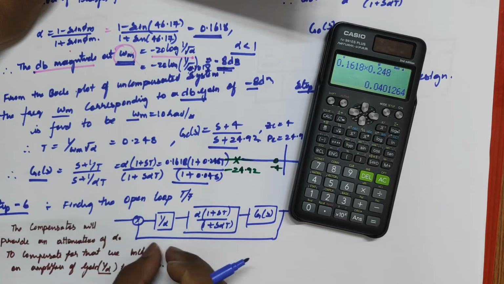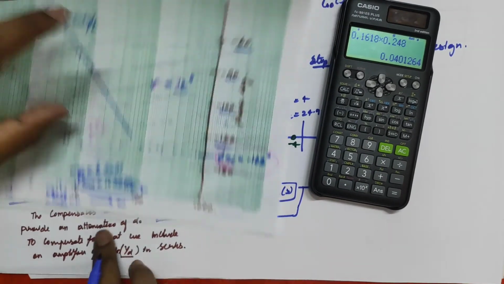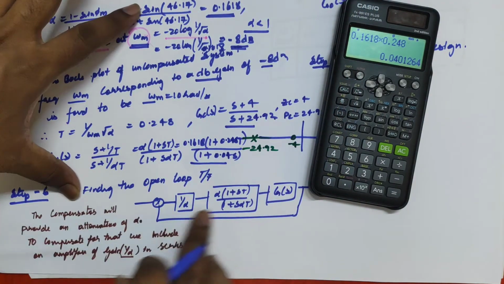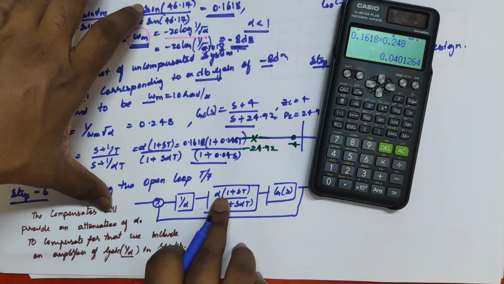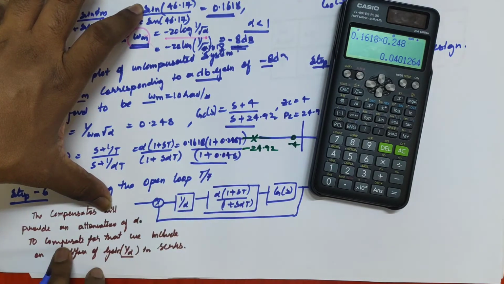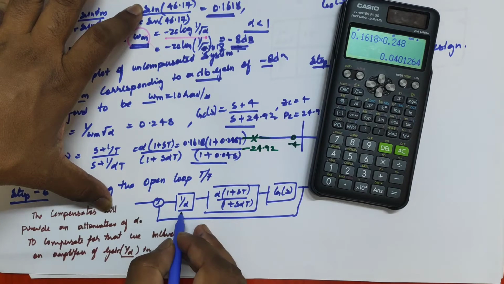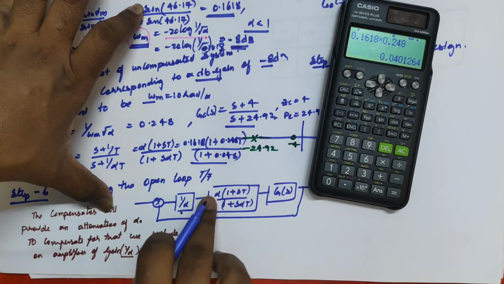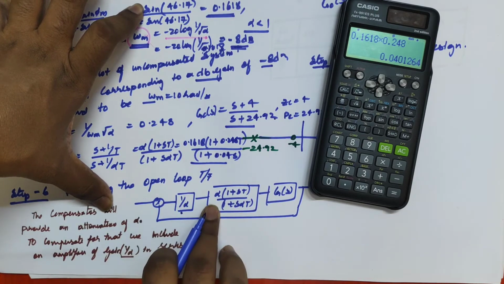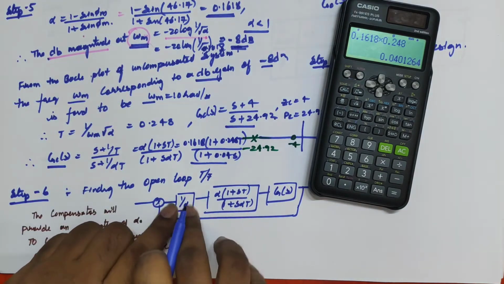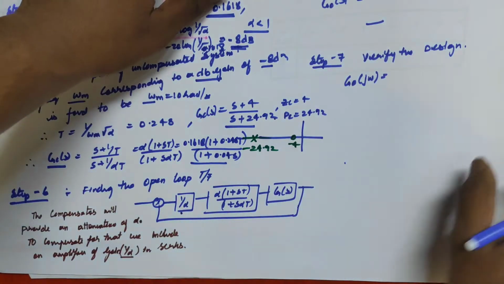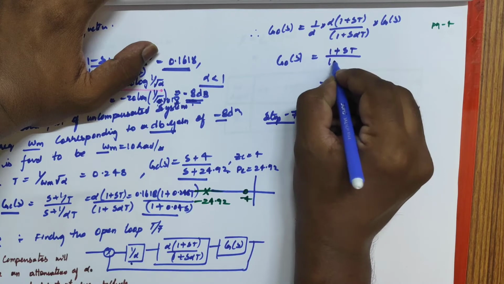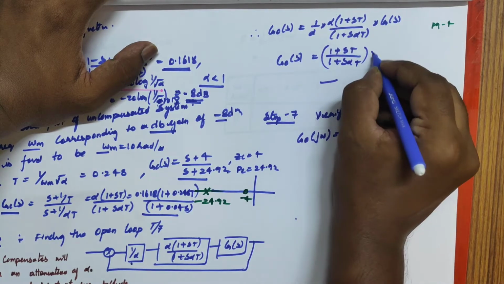So there is a compensator that will provide an attenuation factor alpha. To nullify that alpha, the compensator is an amplifier, so we give amplification to nullify that attenuation factor in series. After incorporating this, 1 by alpha and alpha will get cancelled, and the overall system will be (1 plus sT) by (1 plus s alpha T) into Gc of s.